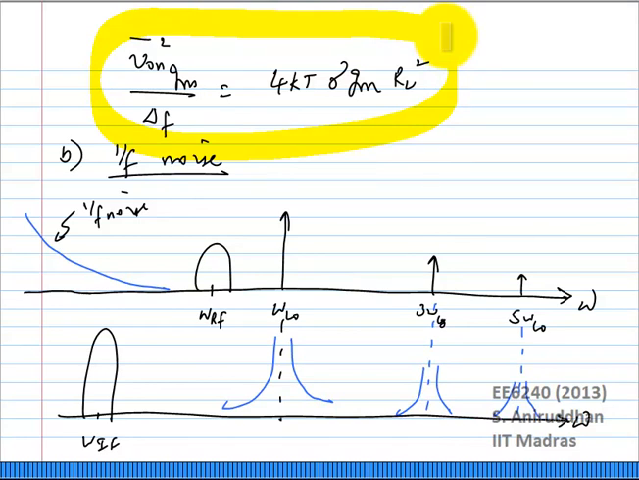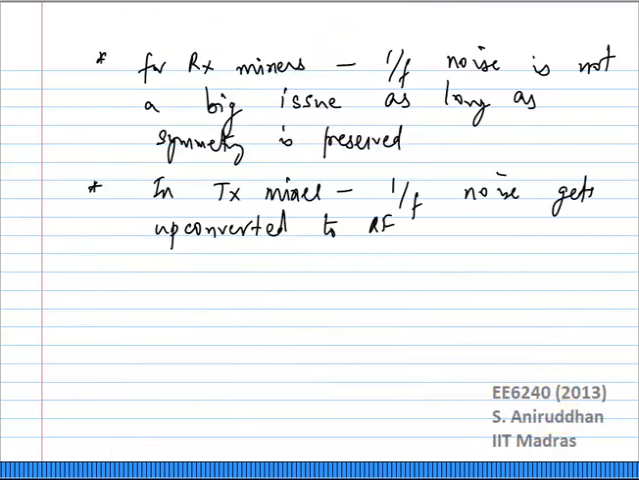The nice thing about this is that if the RF transistor or the transconductance stage has flicker noise, that does not directly appear at the output, because the noise would get upconverted around omega LO, 3 omega LO and so on. Finally, if you have a transmit mixer, as in a direct conversion transmitter, where the output frequency is the LO frequency, you are worried about 1 over F noise being upconverted from the transconductance stage.